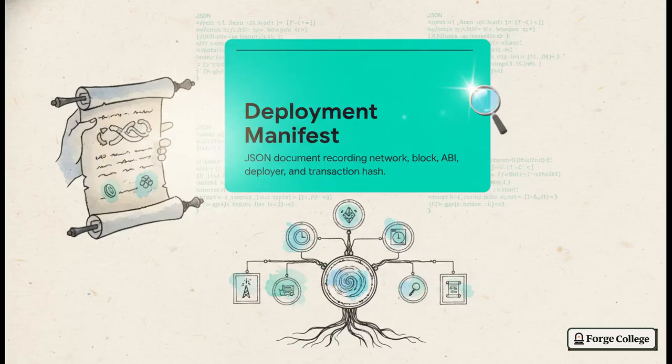So, once you've successfully and safely deployed to that testnet, you generate this absolutely crucial file, the deployment manifest. Think of this as the foundational technical document for your build. It's basically the true birth certificate of your deployed contract. It's just a simple JSON file, but it definitively proves your smart contract actually exists on-chain. It logs the network name, the exact block number, your ABI file path, the deployer address, and of course, that all-important transaction hash. Because let's be real, without this manifest, your contract is basically just a rumor.